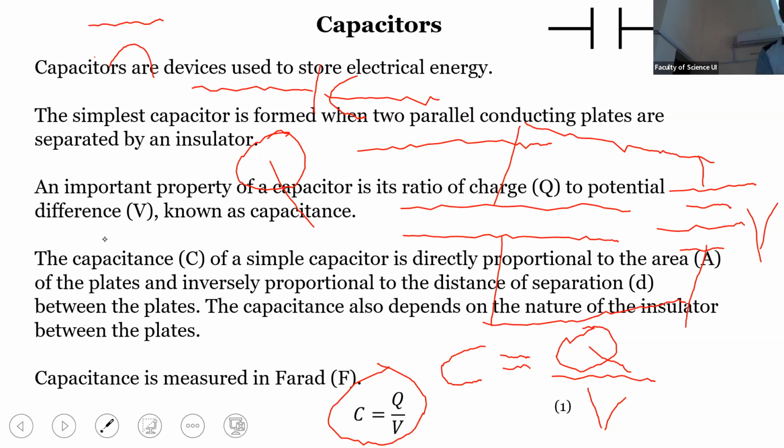So yeah, on the slide, we talk about area A and distance D. So the larger the area A, the larger the capacitance, and the closer the plates, that is the smaller the distance of separation, the higher the capacitance.